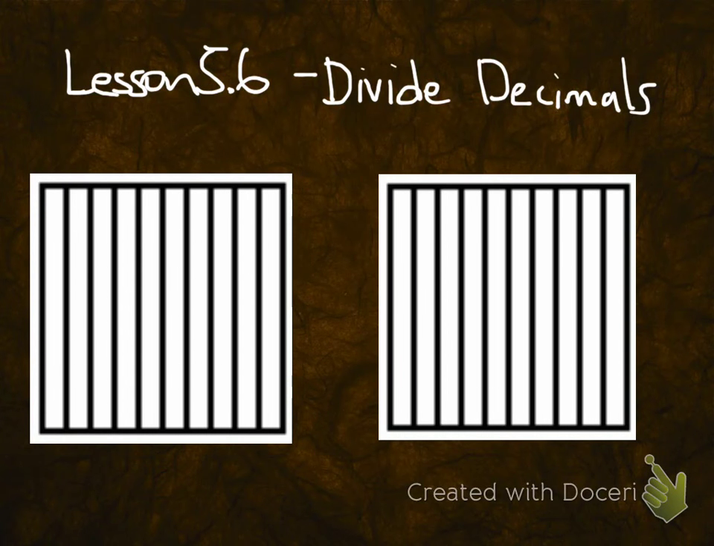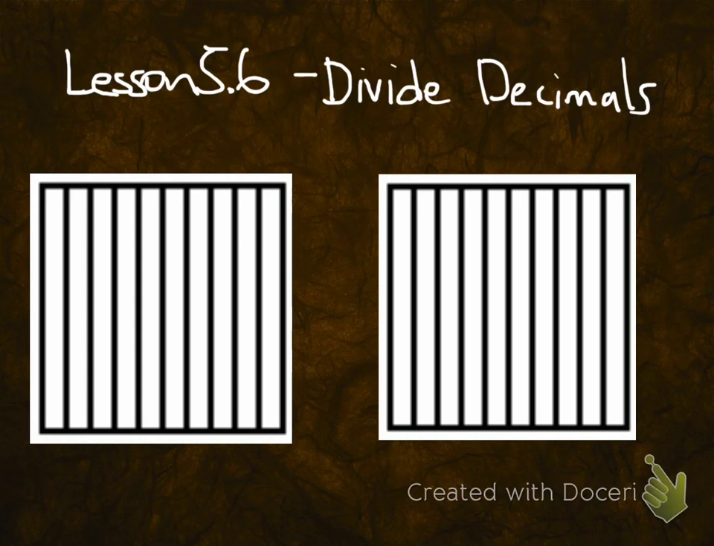What we're going to do in lesson 5.6 is we're going to take two decimals and divide them. And we're going to do this using our standard algorithm in order to divide. But let's just review how this would look if we were modeling this as we did in lesson 5.4. I should say 5.5.